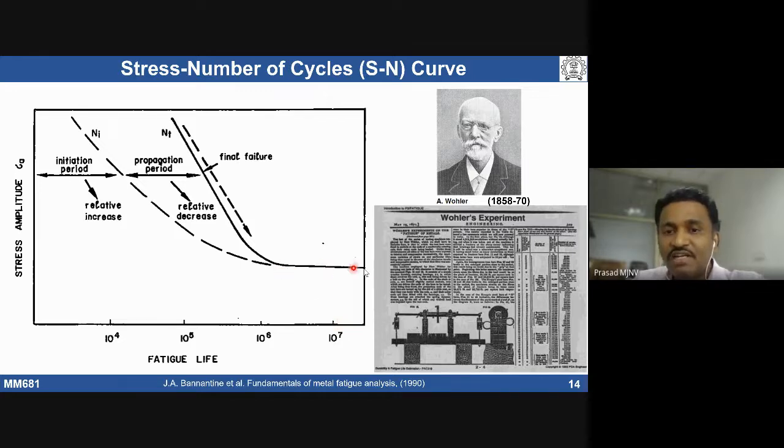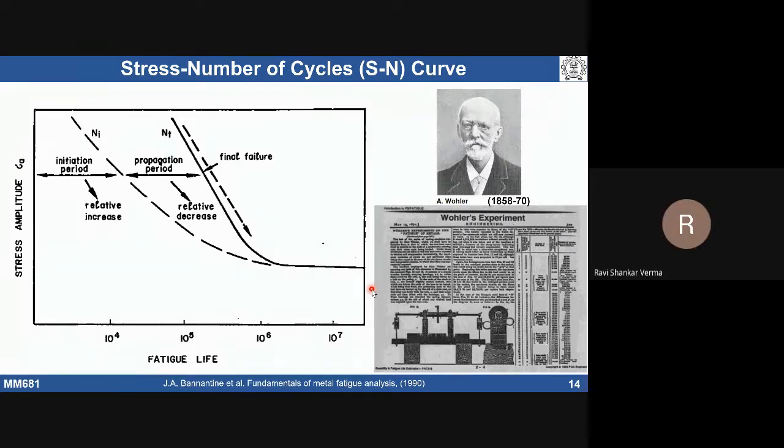This can be seen only in steel, ferrous materials. We don't see this kind of behavior in non-ferrous materials, where the curve continuously decreases. So with decreasing stress amplitude, the number of cycles continuously increases.